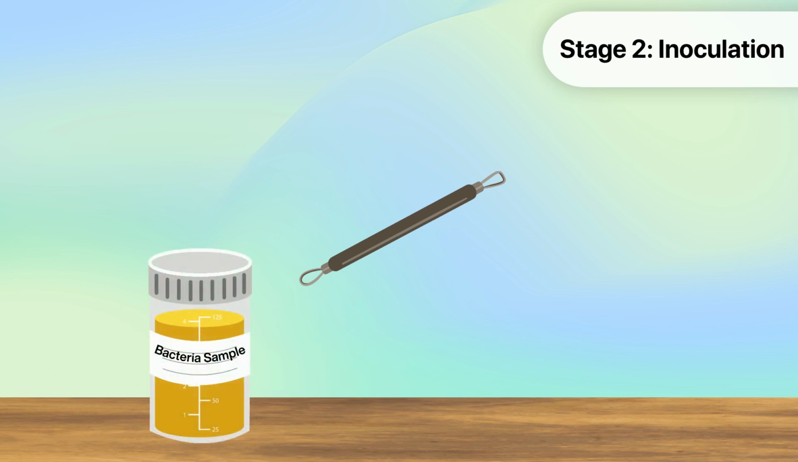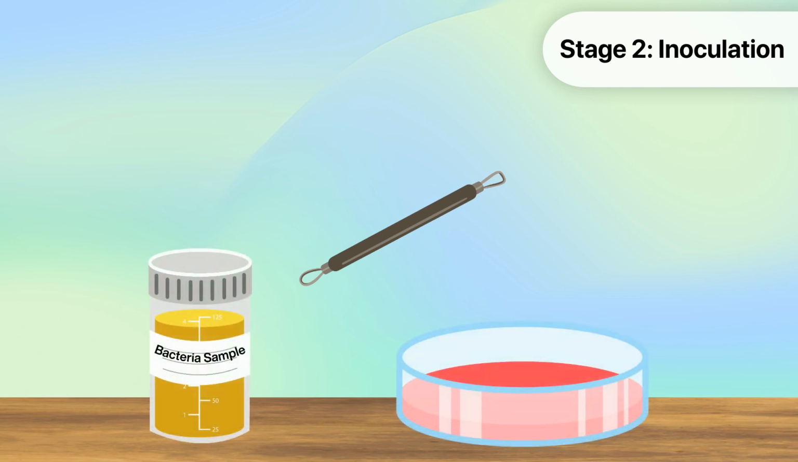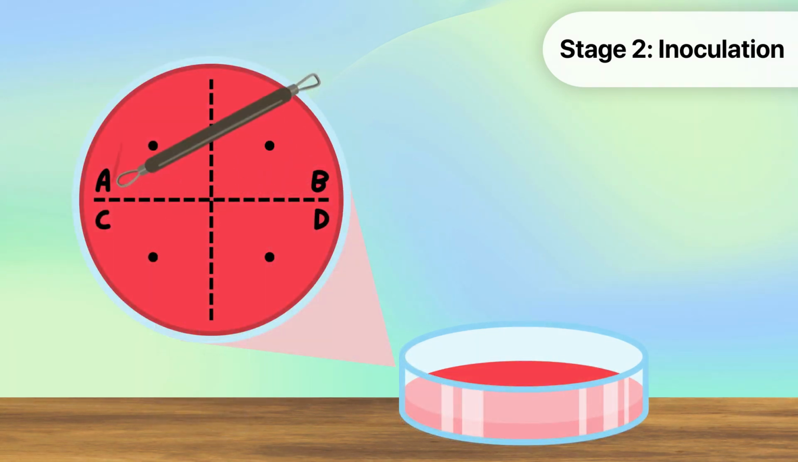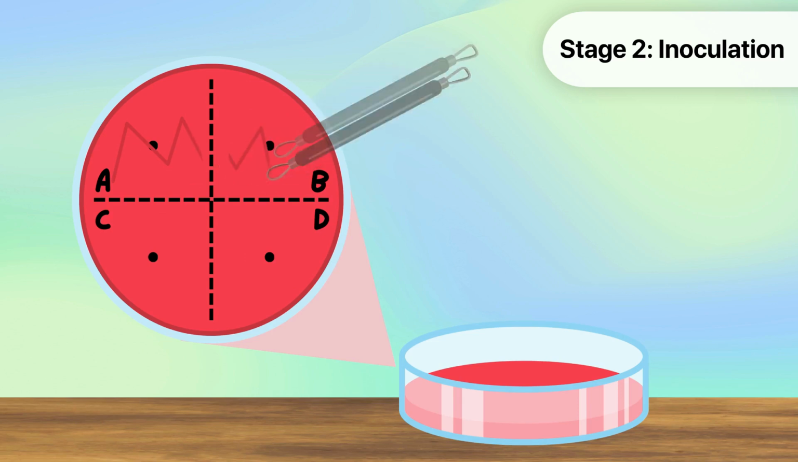Once our preparation is complete, we can move on to step 2, inoculation. Using a sterile inoculating loop, transfer a sample of bacteria onto the surface of the solid agar in each Petri dish. It is important that when we use the inoculating loop on the Petri dish, we spread the bacteria evenly to ensure consistent growth.